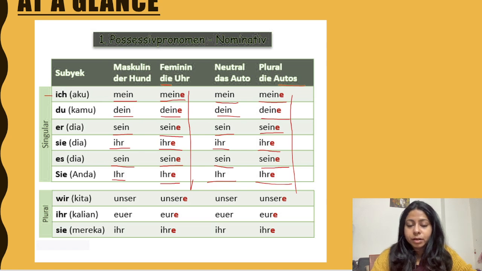Now with wir, it is unser, so masculine would be unser, feminine would be unsere, Neutrum would be unser, and plural would be unsere. With ihr, it would be euer, feminine would be eure, Neutrum would be euer, and plural would be eure. With sie, it would be ihr, masculine, feminine would be ihre, Neutrum would be ihr, and plural would be ihre.